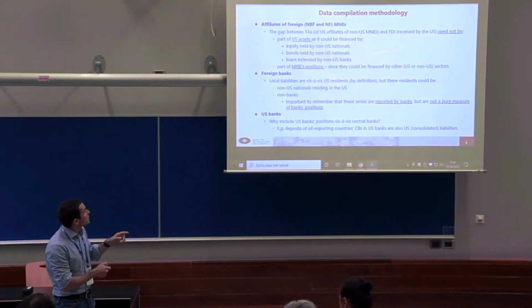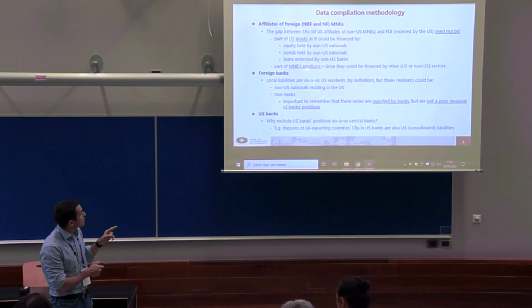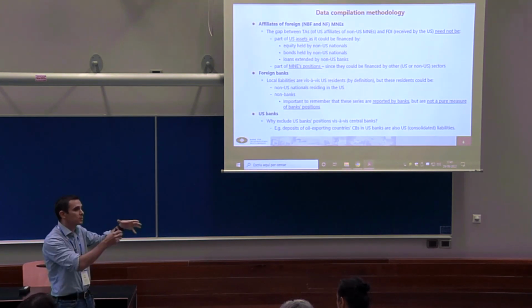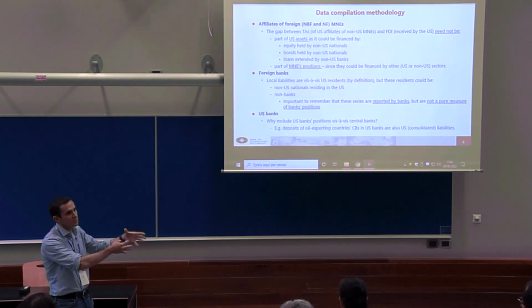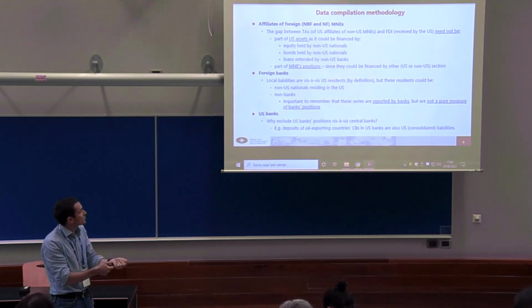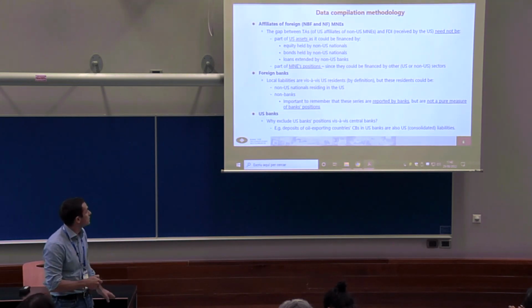It also need not be part of multinational enterprises' positions. The previous was a nationality point; this is a sectoral point. Here, assets could be financed by other sectors. Even though they could be financed by US nationals, they may not end up being financed by multinational enterprises, or may not be assets of multinational enterprises, which has important implications for what you're finding in the econometric regressions.